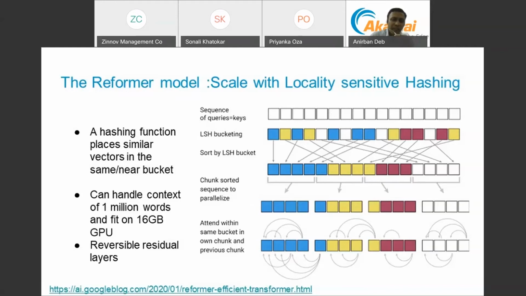And so they did Performer, which did a factorization and split into matrices. You can look it up. And this can handle 1 million words and fit on a 16 GB GPU. This is amazing that it can do it. You don't need a TPU and all.